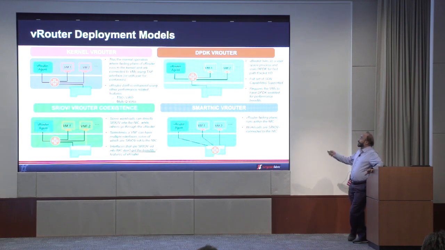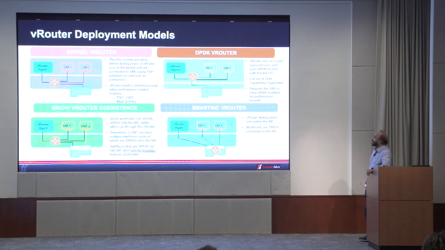The second deployment model is DPDK. If you have applications which demand high throughput and they can support DPDK, you can use the DPDK model. In this case, the VRouter runs in user space along with the rest of the applications.